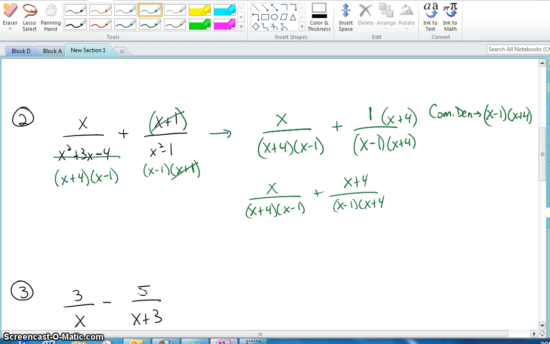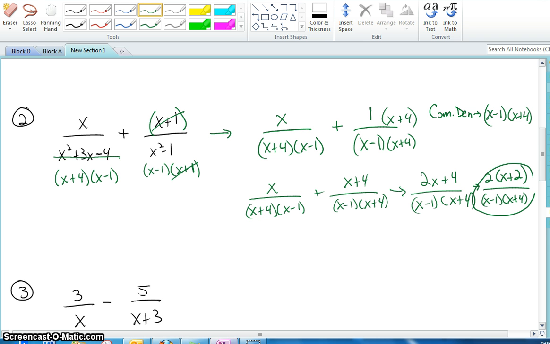Now that I have a common denominator, I just add the numerators, so I have 2x plus 4 over x minus 1, x plus 4. Keep in mind I always want to reduce fractions if I can, so I need to factor the numerator, see if anything will reduce, and nothing will. So this is my final answer.